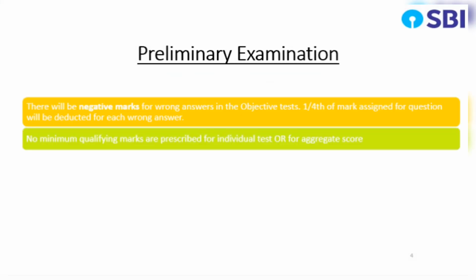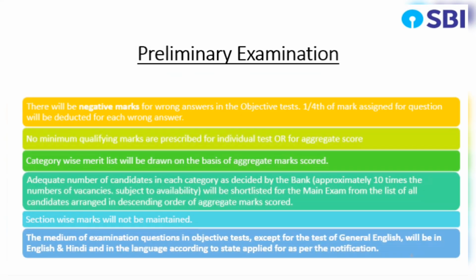Preliminary examination. There will be negative marks for wrong answers in the objective test. 1/4 of marks assigned for question will be deducted for each wrong answer. No minimum qualifying marks are prescribed for individual test or aggregate score. Category-wise merit list will be drawn on the basis of aggregate marks scored.